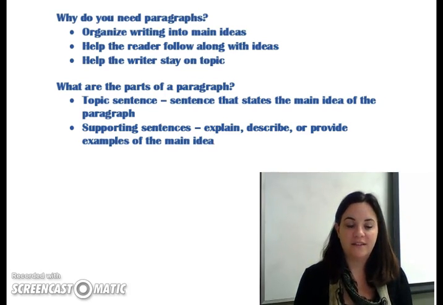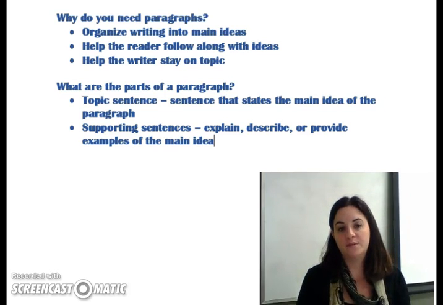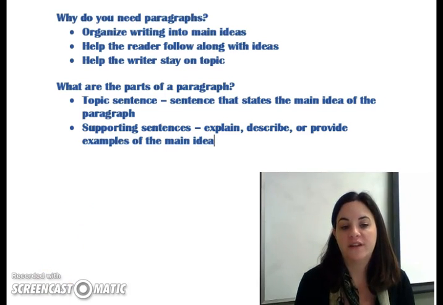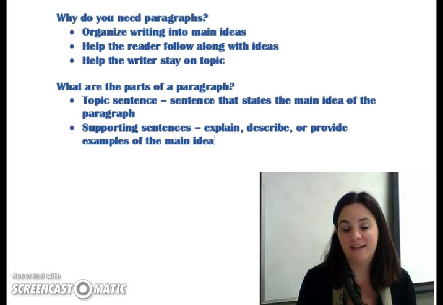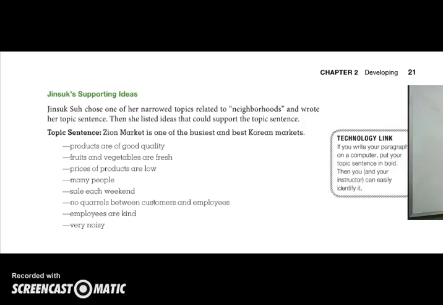I do want to take a little bit of time and look at some examples of some topic sentences, just to make sure that everybody fully understands this idea. So right now I'm in our e-text. I'm in chapter 2 on page 21. And here's an example of a paragraph that has a topic sentence, and then a brainstormed list of ideas that might go along with that topic sentence. So the topic sentence says, Zion Market is one of the busiest and best Korean markets.